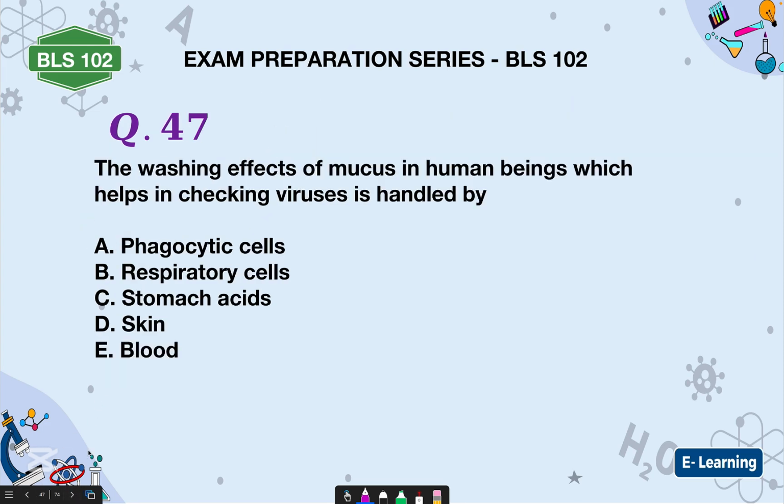Now, the washing effect of mucus in human beings, which helps in checking viruses, is handled by what? What do you think handles them? The respiratory cells. Now, these cells produce mucus that traps and removes pathogens. So the correct answer is option B. Respiratory cells are the ones that do that.